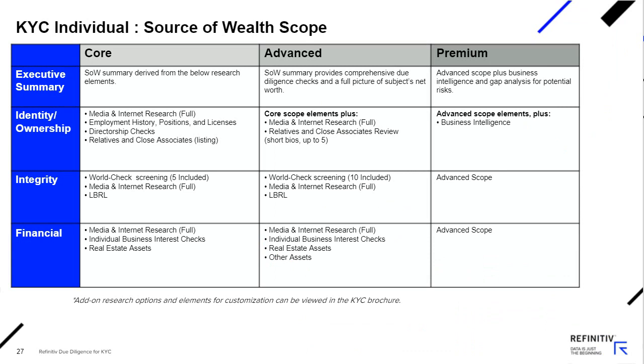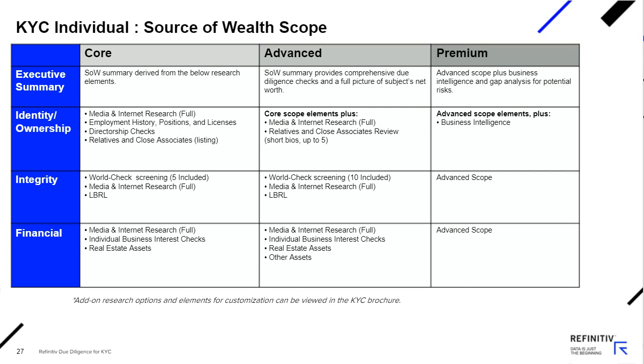Just to give you an idea of what that looks like and the data points that contribute to source of wealth, we have 3 levels as identified by the top axis. On the left-hand side, we have the 3 primary KYC risks that pertain to an individual, and that's identity/ownership, integrity, and any financial risk.